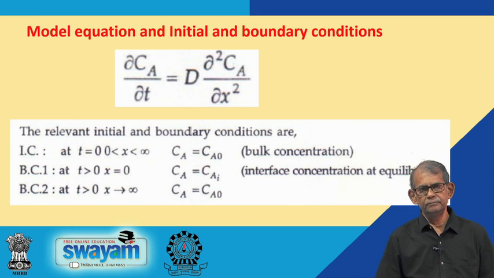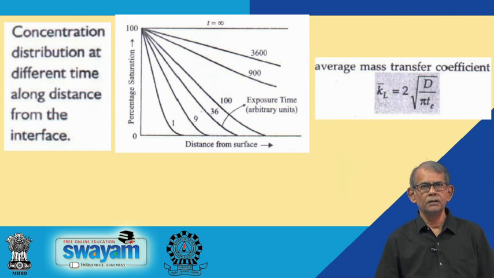Solving this equation with the set of initial and boundary conditions, the concentration distribution appears to be like this, with t increasing. So, theoretically, after t is equal to infinity, at different positions and times, the concentration changes, and the family of curves shows the changing pattern of the concentration.